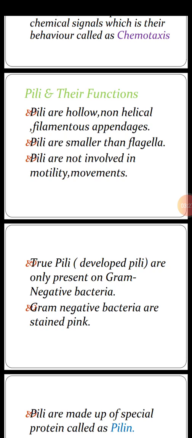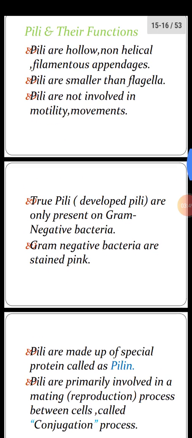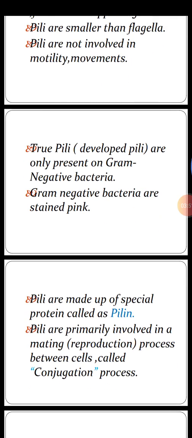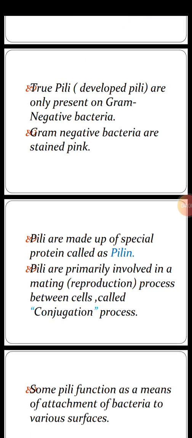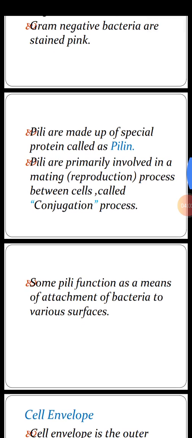Next are some structures which come out of the cell surface, called pili, and their functions. Pili are hollow, non-helical, filament-like appendages. Pili are smaller than flagella. They are not involved in motility or movement of bacteria. True pili, meaning well-developed pili, are present only on gram-negative bacteria. Gram-negative bacteria are stained pink. Pili are made up of a special protein, pilin.